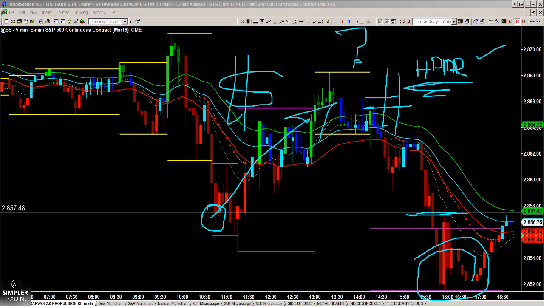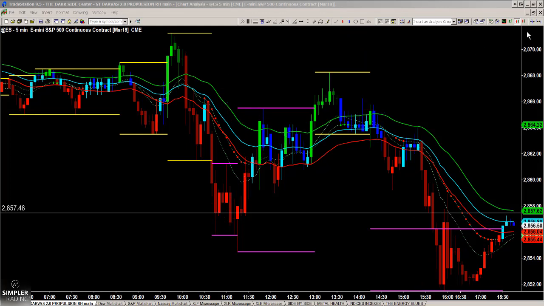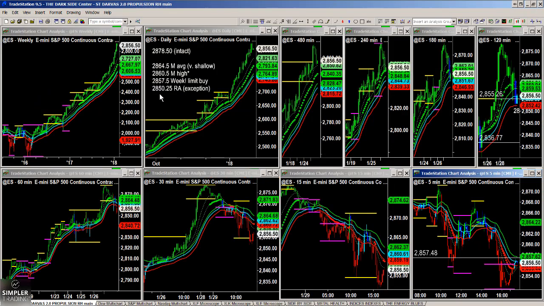Well, there's a few things that we were looking for. Hey, could we get the 28.50 level, which we didn't. So we're still hanging in there with the 28.57, looking for upward movement.